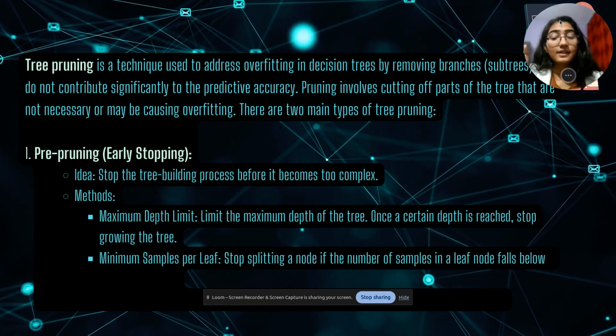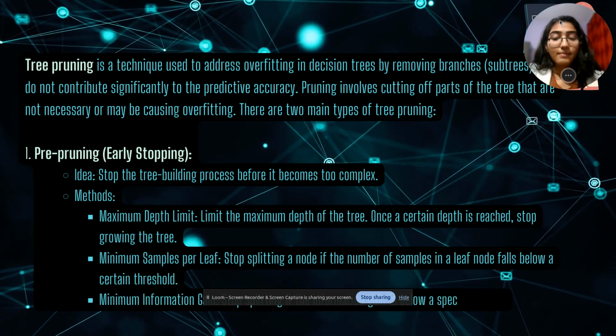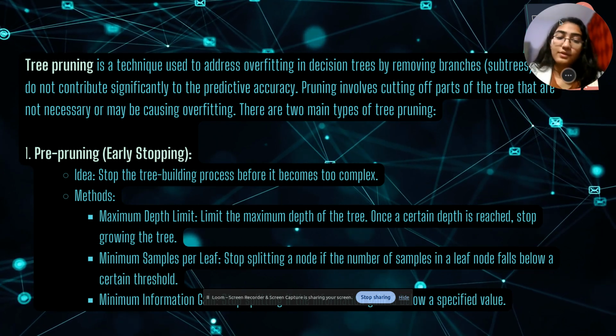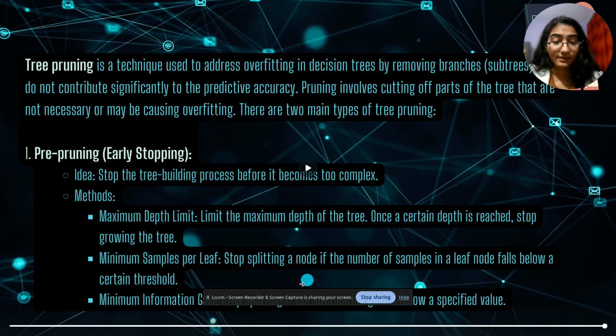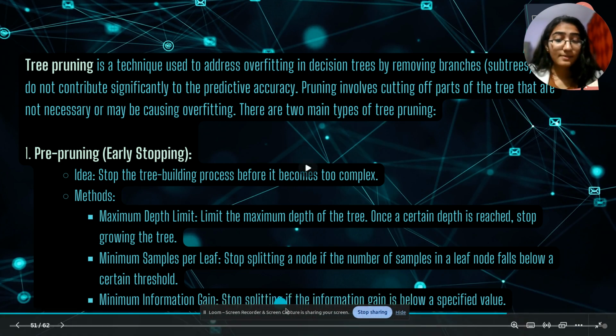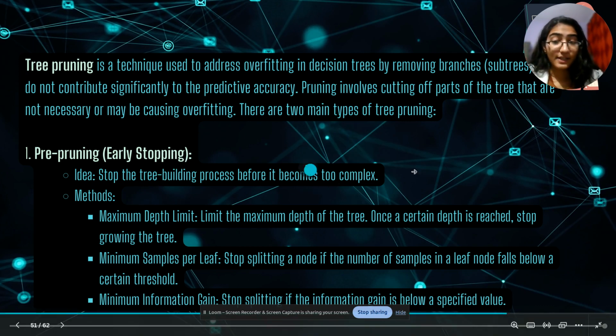The idea is basically to stop the tree building process before it becomes too complex. The methods are: maximum depth limit, which limits the maximum depth of the tree. Once a certain depth is reached, stop growing the tree. As simple as that. Minimum samples per leaf: stop splitting the node if the number of samples in a leaf node falls below a certain threshold. Next, minimum information gain: stop splitting if information gain is below a specified value. That is the first type of pruning, pre-pruning, early stopping.